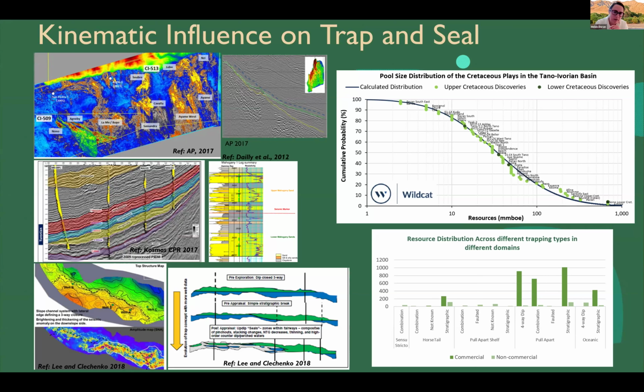And it's the trap complexity that exists on the shelf in this part of the margin, which is a key reason why many of the fields have gone underdeveloped, despite actually being discovered almost 50 years ago.